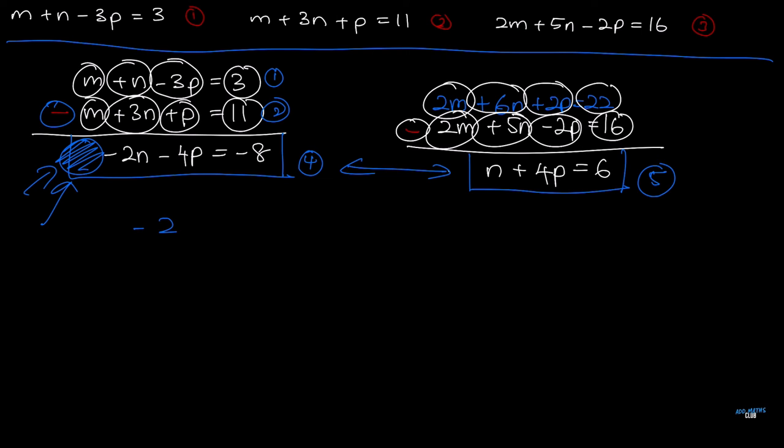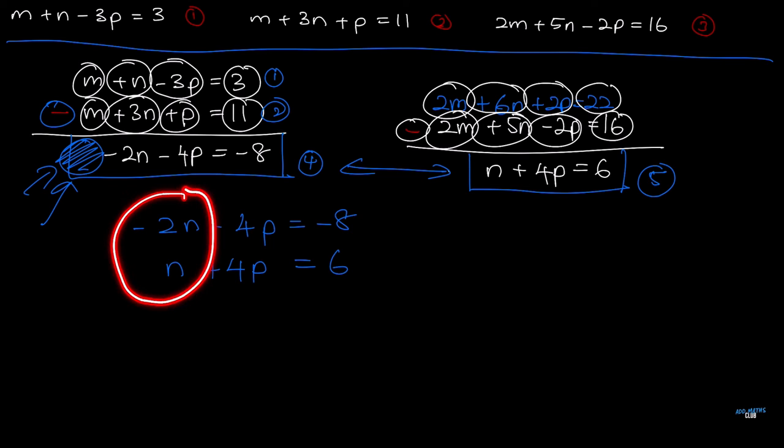Now let me write down equation 4. Negative 2n minus 4p equals to negative 8. And then another equation, equation 5, is n plus 4p equals to 6. So now, of course, watch carefully.